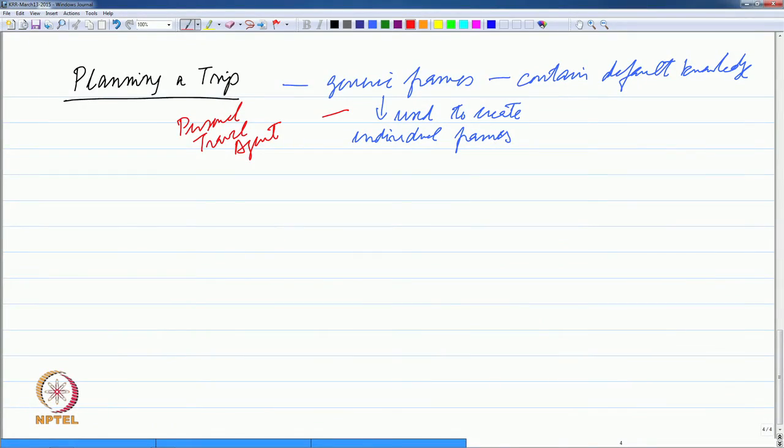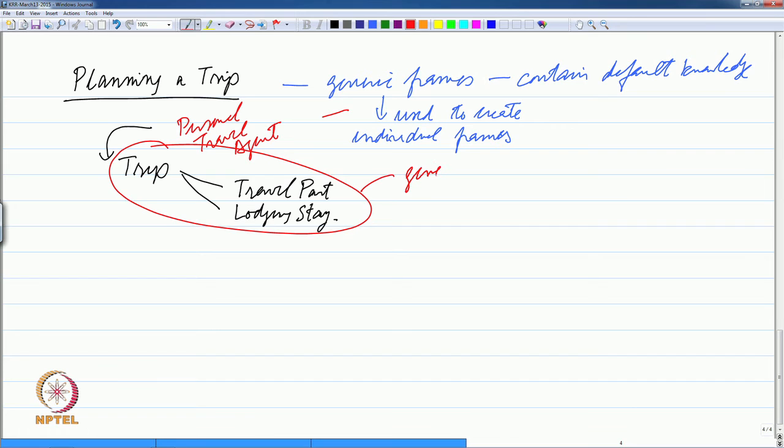So, when we are talking about trips, let us say we have one generic frame called a trip, and then there are other generic frames like travel part, and lodging stay and so on. So, these are generic, and these generic frames will be used to instantiate individual frames essentially.